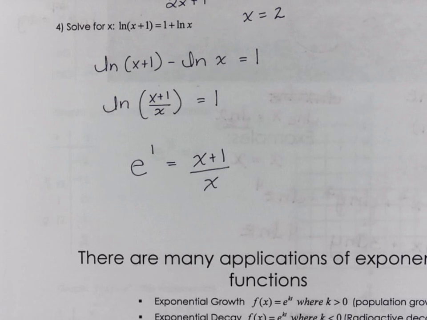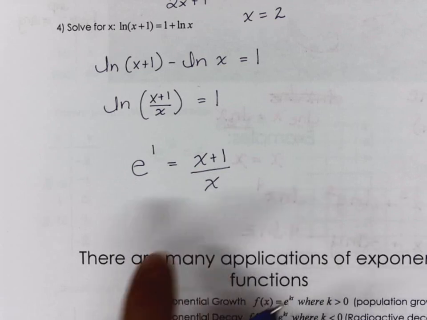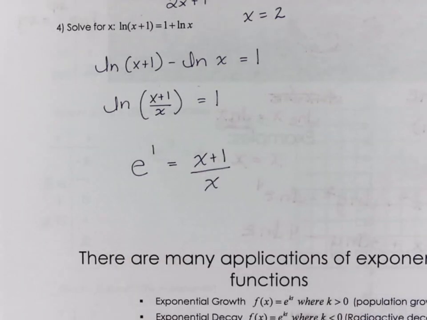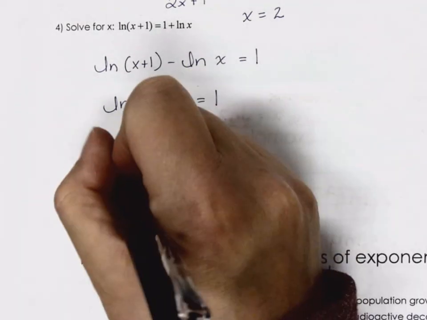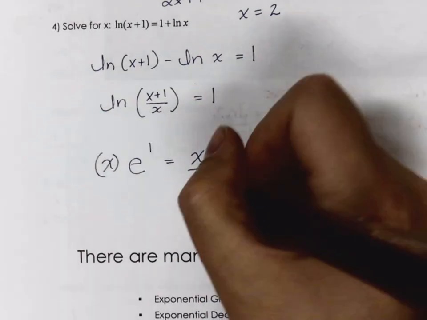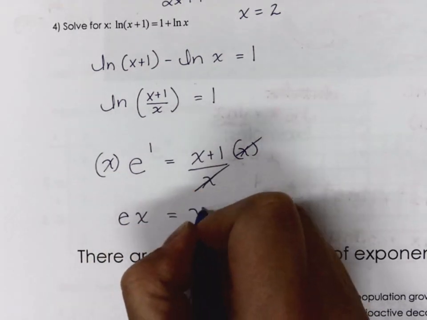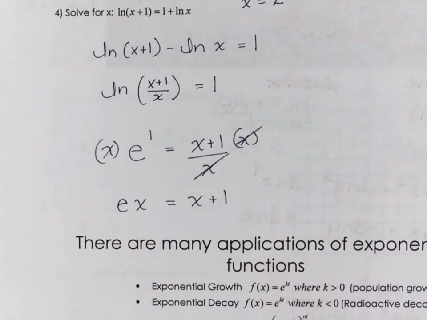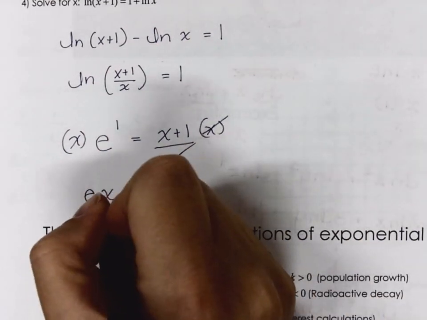Exciting. What do I do here? Is e fancy? No, it's just a number. What is it? 2.72, right? So what am I going to do? If this was a 3, what would you do? Times both sides by x, because I want to get rid of denominators. I'm going to minus x from both sides.